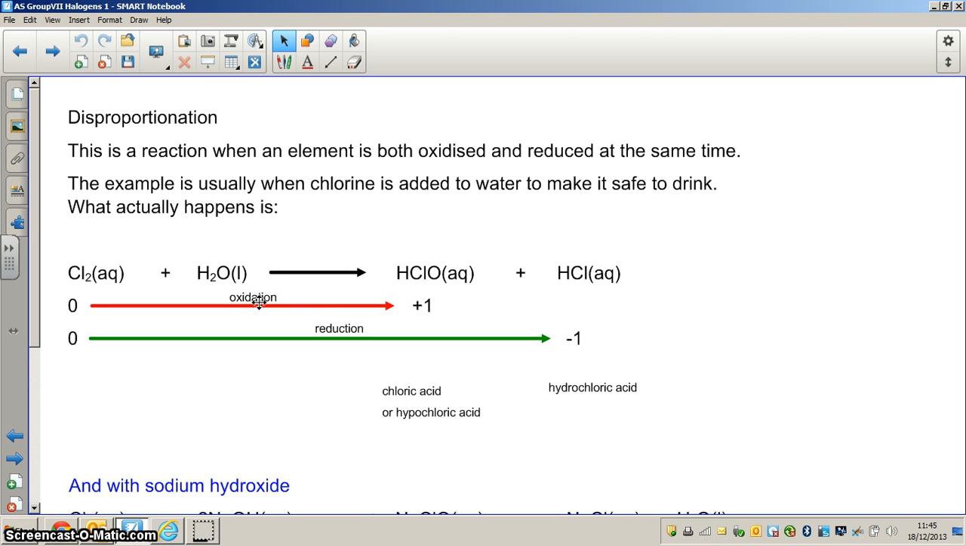And if we come over here, hydrogen is +1, so this chlorine must be -1, because again we've got no residual charge on this molecule. So the second chlorine atom in this molecule has gone from 0 to -1. In other words, it's gained an electron, and that's reduction. So oxidation and reduction happening at the same time to the same element: disproportionation.